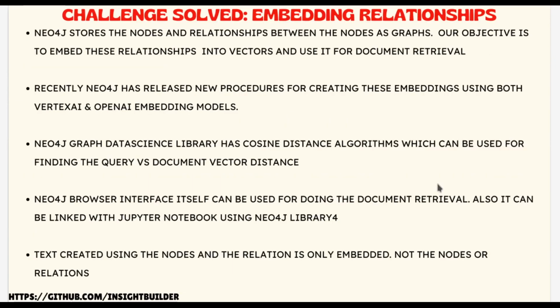Next is how the embedding of the relationships works. The idea here is that Neo4j or any of the graph databases stores the data in the form of graphs, that is in the form of nodes and relationships. This point I want to highlight here, that the entities or the data that is getting embedded is actually a text that is created out of nodes and relations, not the actual nodes and relationships themselves that is stored in the Neo4j database. So I'll be explaining to you what this means in a couple of minutes.